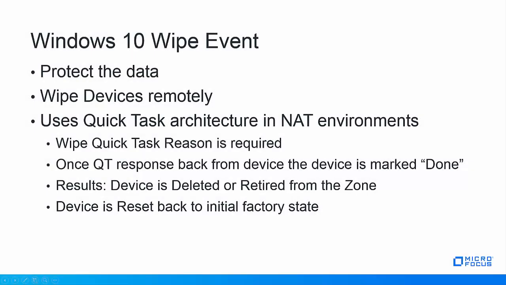The Windows 10 wipe event will allow you to wipe a device if it is reachable, protecting the desktop, laptop, or tablet from exposing valuable data or licenses. It is possible to wipe devices remotely through the Quick Task architecture, even in a NATed environment. When performed, the wizard requires a reason before it can perform a wipe. Once the Quick Task response is sent back from the managed device, the device will be marked Done in ZCC, resulting in the device being deleted or retired from the zone.